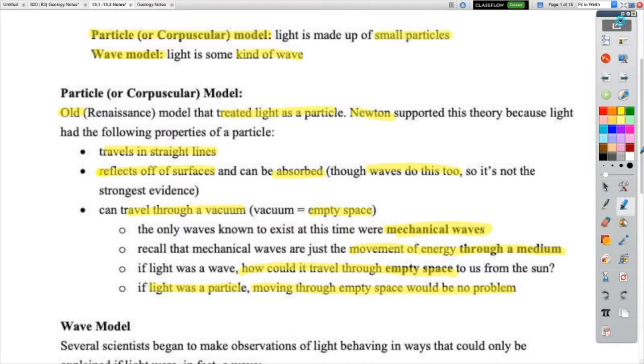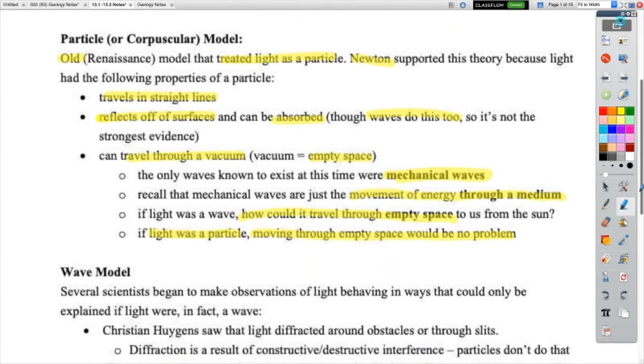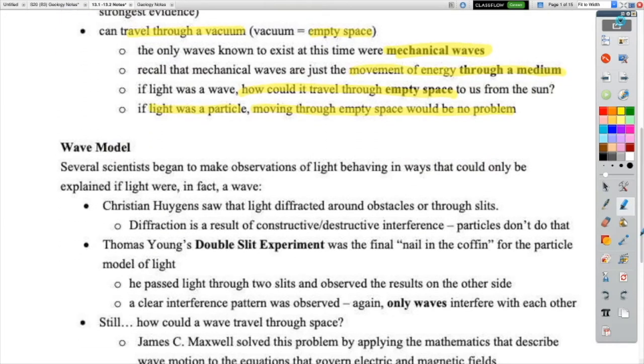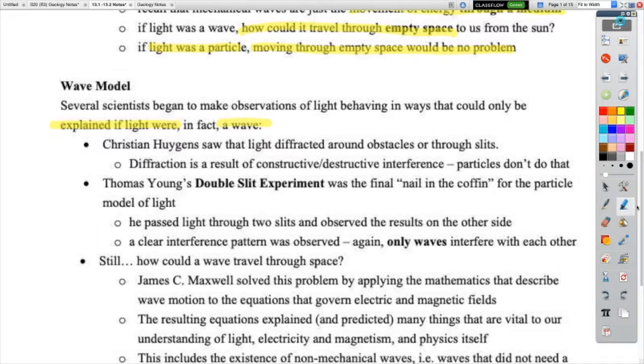Okay, so right now you might be thinking, okay, well, sounds like light was probably a particle. Maybe Newton was onto something here. Sounds like he had it down because of that point. However, scientists began to make observations of light behaving in ways that could only be explained if light were a wave. So we started to notice some things that said, particles don't do this, okay? So Christian Huygens, I've never been quite sure how to say his name. Everyone says it differently. I'm pretty sure it's Huygens. He saw that light diffracted around obstacles or through slits. We're not going to go into that in more depth for now. We're just going through a brief history, okay?